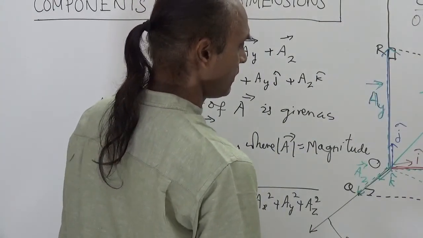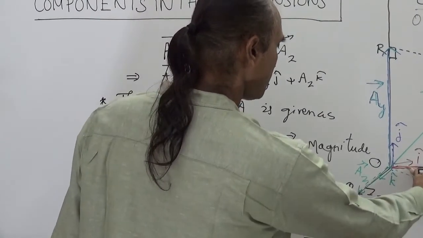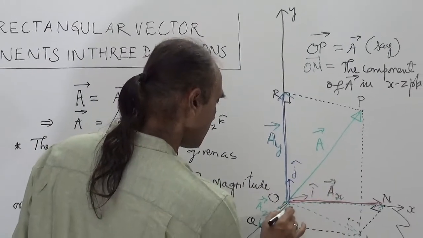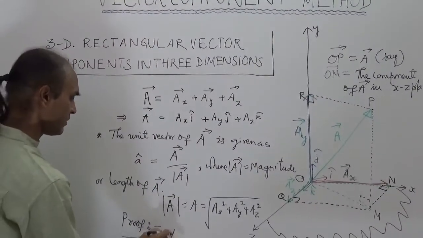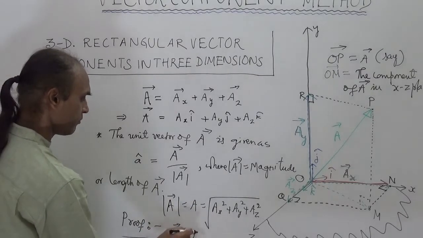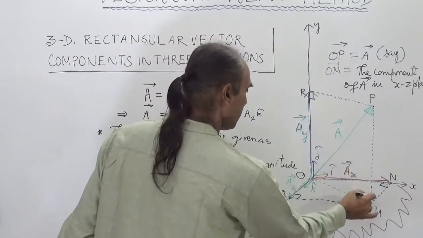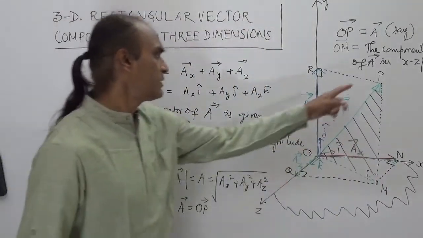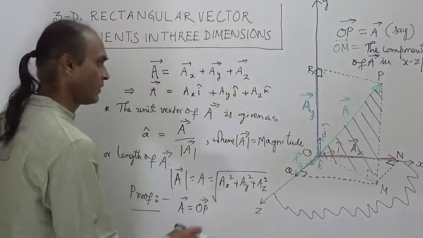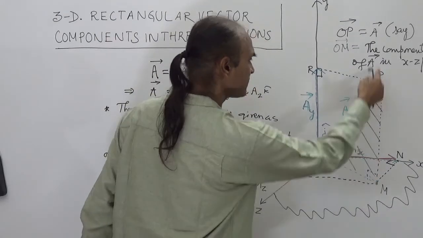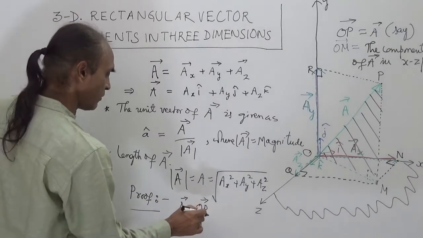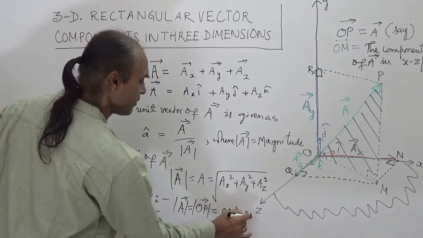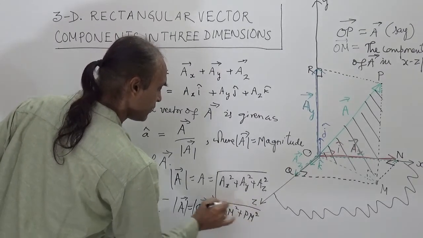You know that ax square plus az square is equal to the square of this vector. So I can write vector A as vector OP. So in this right angle triangle, OP can be written as the square root of OM square plus PM square.